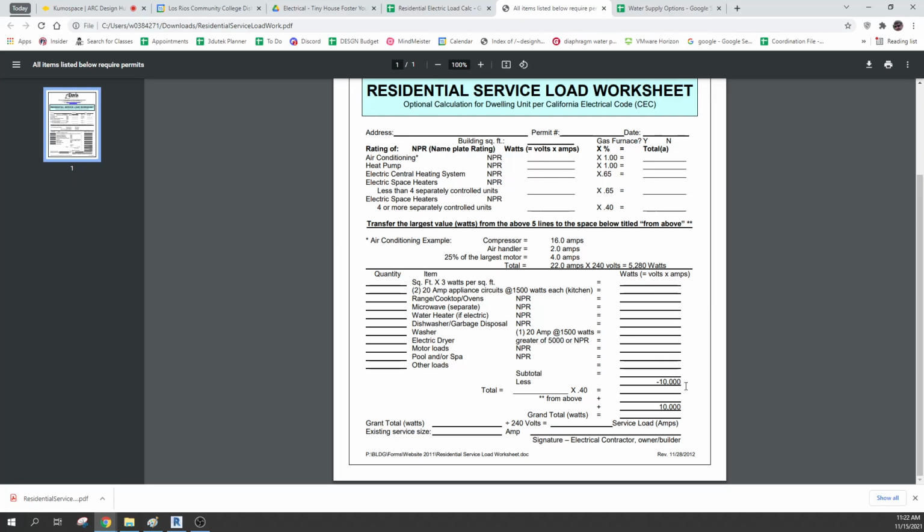But that's the calculation. And then we want to know grand total watts divided by 240, and that's going to be your service load on each lot. So you're going to have 3 of these calculations, one for each lot, and each one is going to have their own new electric box. And we'll do those sample calculations on Friday.